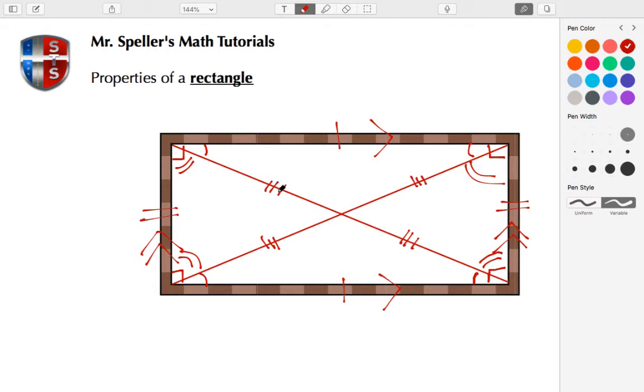And last thing, the consecutive angles are supplementary. So here, this is a 90-degree angle plus this 90-degree angle is 180, and that continues as we go around the rectangle. All right, well, that sums up this tutorial.